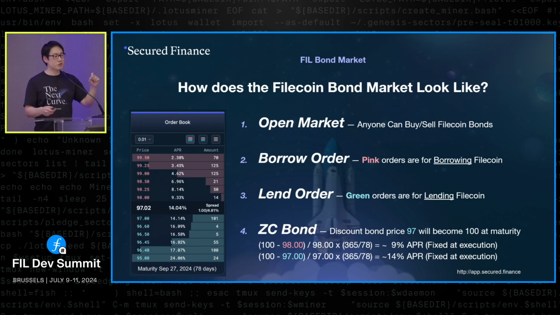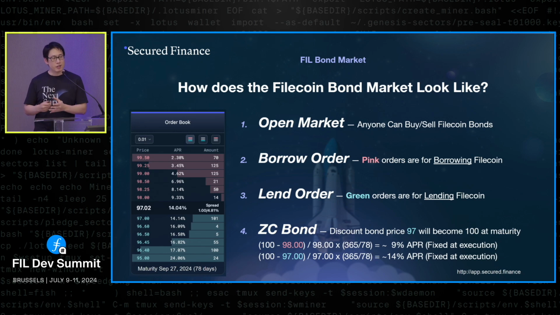Or if you want to urgently execute, urgently borrow, you can take the order from the green area, which is 97.00, which is APR 14.14%, which is still attractive compared to other lending services. If you're okay with paying 14.14%, then you can just take the deal quickly right now. So it's transparent, it's an open market.